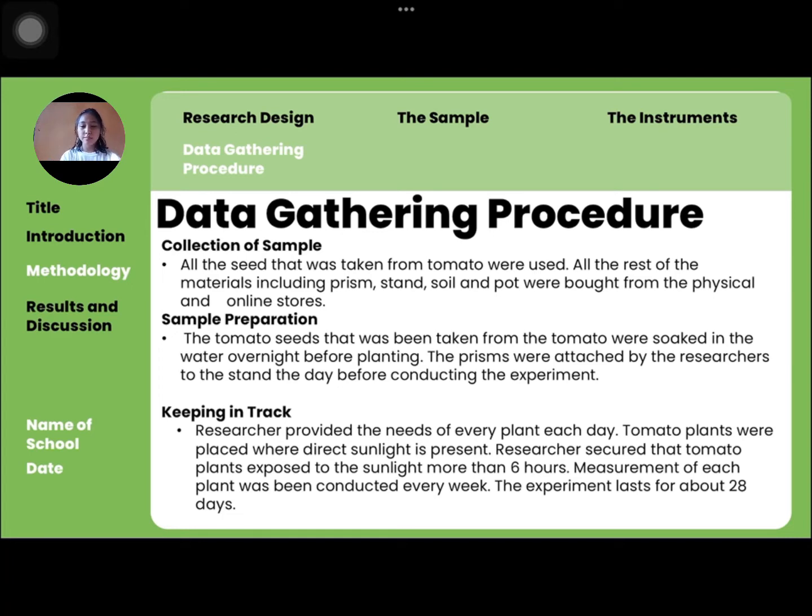And the last is keeping in track. Researchers provided the needs of every plant each day. Tomato plants were placed where direct sunlight is present. Researchers ensured that tomato plants were exposed to sunlight for more than 6 hours. Measurement of each plant was conducted every week.